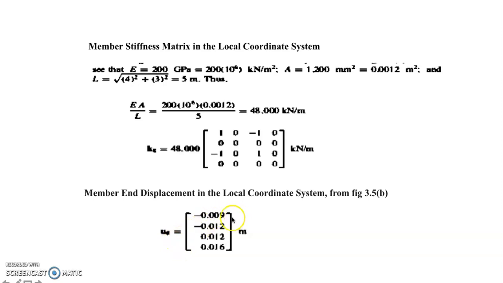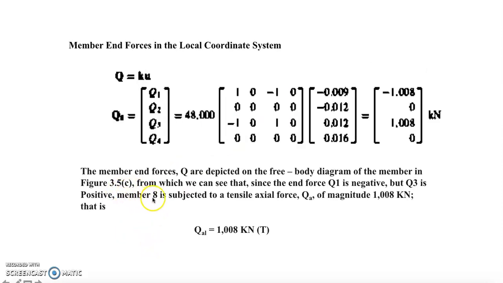Then we have identified our member end displacement in the local coordinate system. So it was identified: negative 0.009, negative 0.012, positive 0.012, and 0.016. Those are in meters. So those are the end displacements in the local coordinate system for member 8. Then we have identified our K and U. You simply have to use the equation for member end forces in the local coordinate system, which is Q equal to K times U.